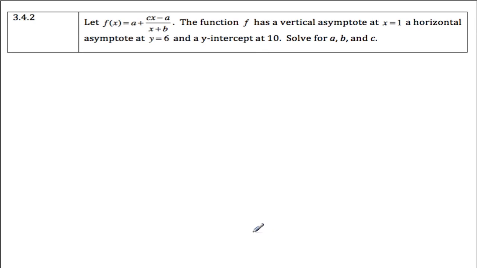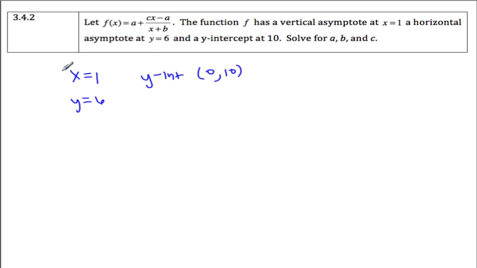Here's question 3.4.2. It says f of x is this rational function here. It's got horizontal and vertical asymptotes. It says the vertical asymptote is at x equals 1. Horizontal is at y equals 6. And there's also a y-intercept at (0, 10).